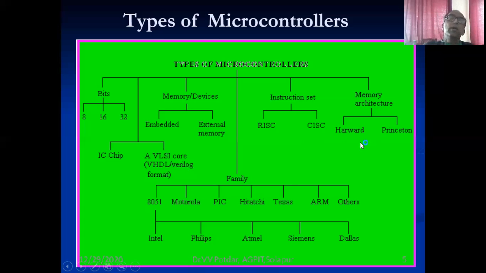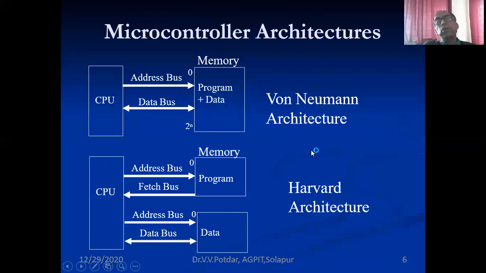So what are the major microcontroller architectures? First is the von Neumann architecture. What is so special in von Neumann? There is a CPU, a separate address bus, and a separate data bus, but the address bus is one way and the data bus is two ways. In the memory, you have program plus data in von Neumann architecture. Whereas in Harvard architecture, you can see the CPU, address bus, and fetch bus. Then part of the memory is used for program storage and program retrieval, and then data storage.